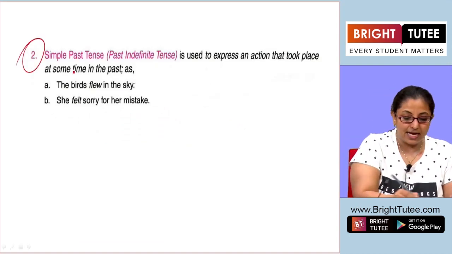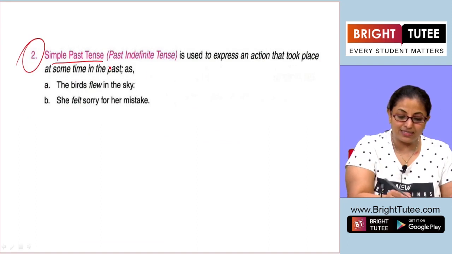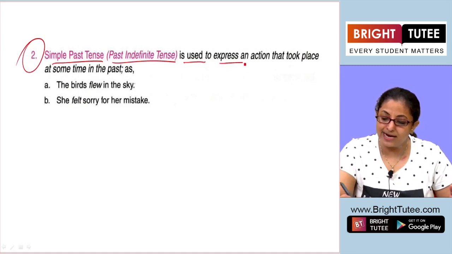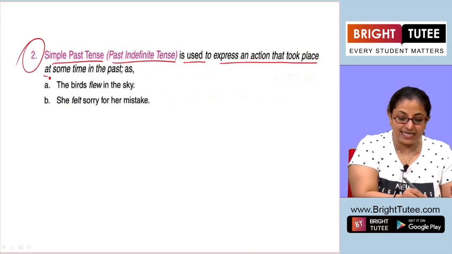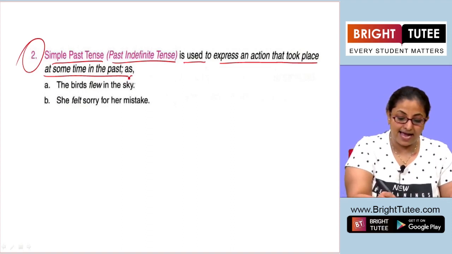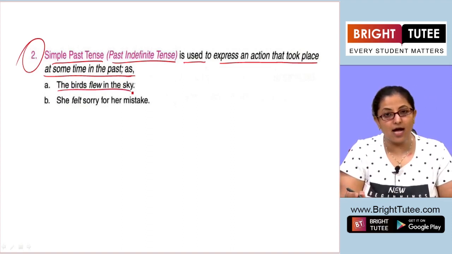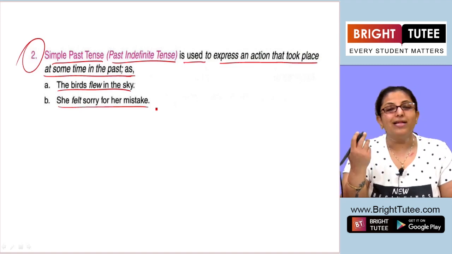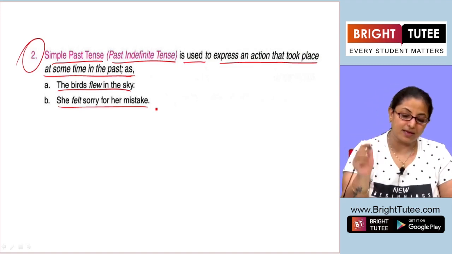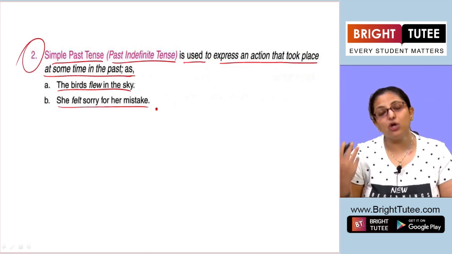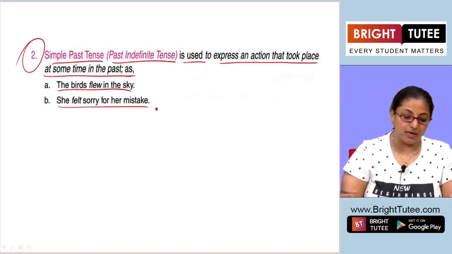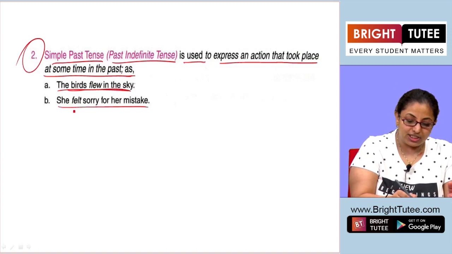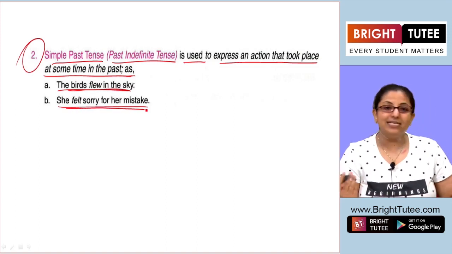Now, the second one is simple past tense. Simple past tense or past indefinite tense is used to express an action that took place at some time in the past, as in, the birds flew in the sky. She felt sorry for her mistake. These actions show that they have been done in the past time. They have happened. The action took place in the past time. So, the birds flew in the sky is simple past. She felt sorry for her mistake is again simple past.